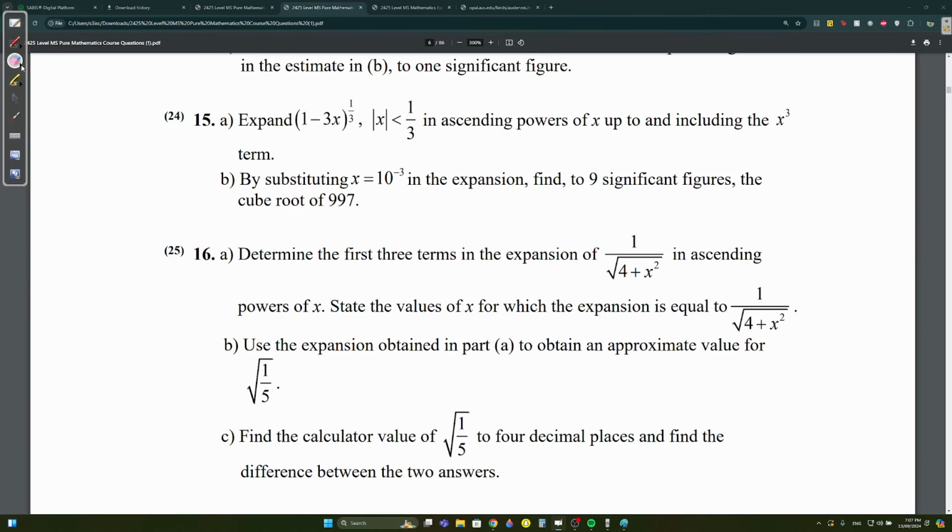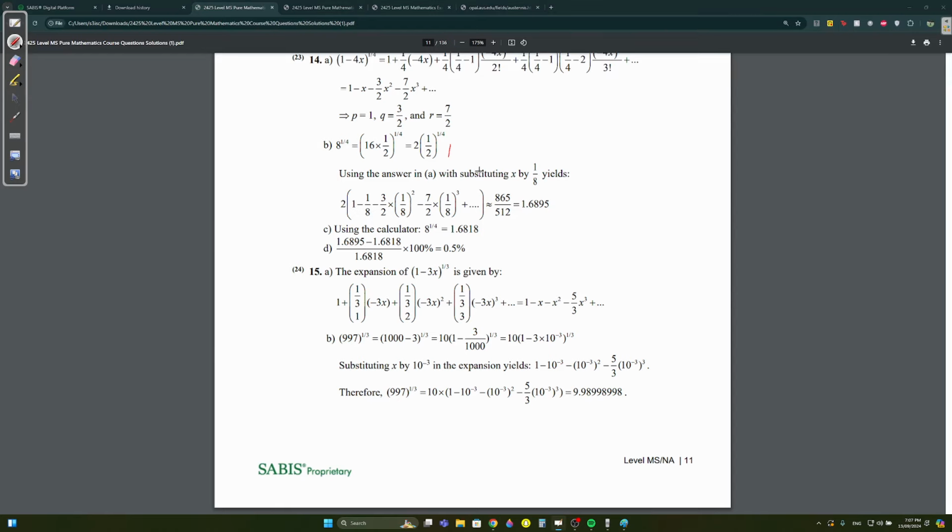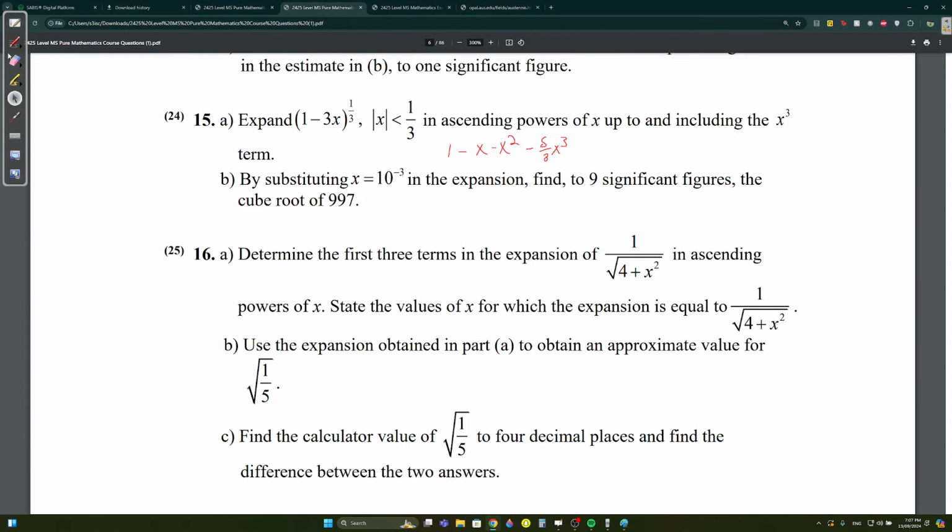Okay? Oh, why did I raise it? 1 minus x minus x squared minus 5 over 3x cubed. Okay. So, for part B, by substituting this, we want to find the cube root of 997.